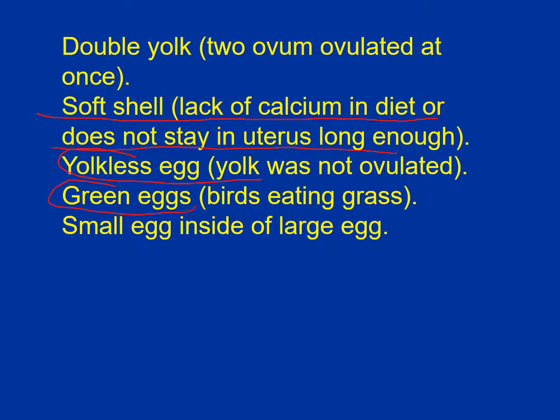Green eggs actually refers to more or less green-colored yolk. If the birds are out on free range and eating a lot of grass, the yolks can appear almost green in color. You could have a small egg inside of an egg. In addition, you can have eggs that are not exactly egg-shaped. So that happens. Every egg is not perfect. And I guess that's the last slide for this little section on female reproduction.